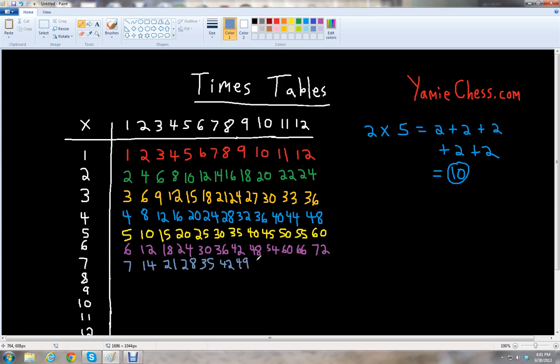7 times 8, 56. And then 7 times 9, 63. 7 times 10 will be 70. 7 times 11, 77. And 7 times 12 is 84. Those are the sevens tables.